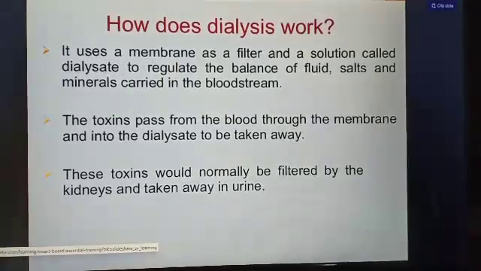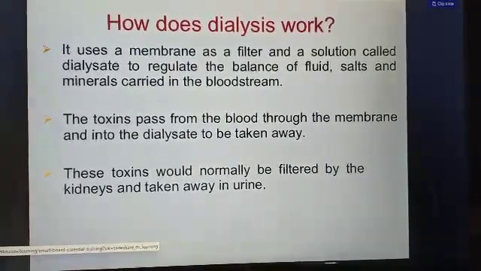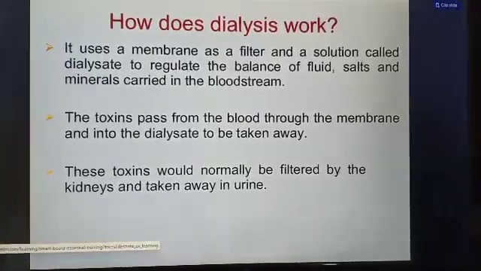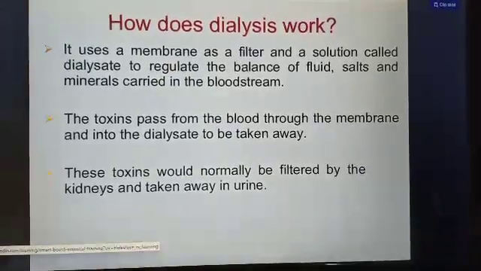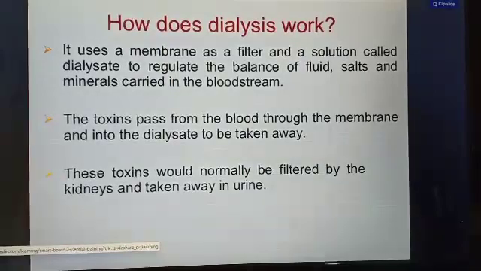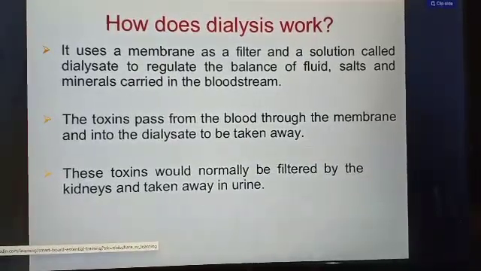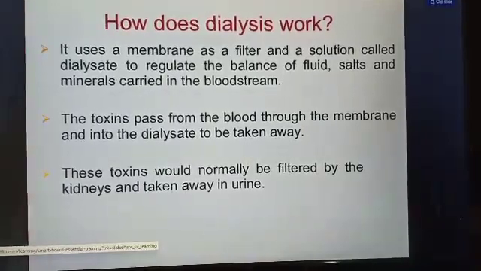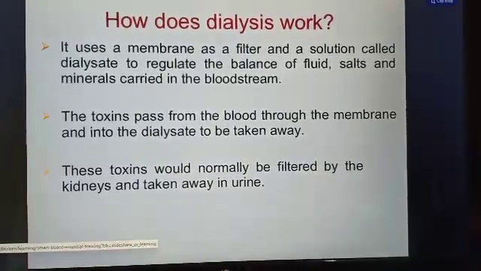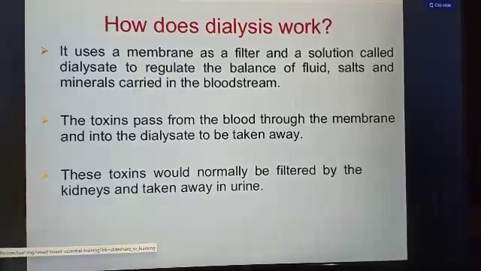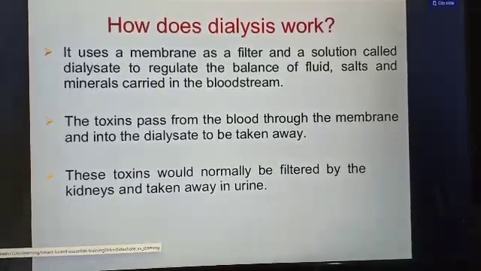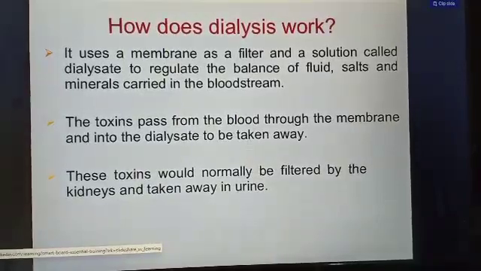It uses a membrane as a filter and a solution called the dialysate, which regulates the balance of the fluid, salt and minerals carried in the bloodstream. Or you can say it helps to maintain the concentration of salt. The toxic substances pass from the blood through a membrane and into the dialysate to be taken away.